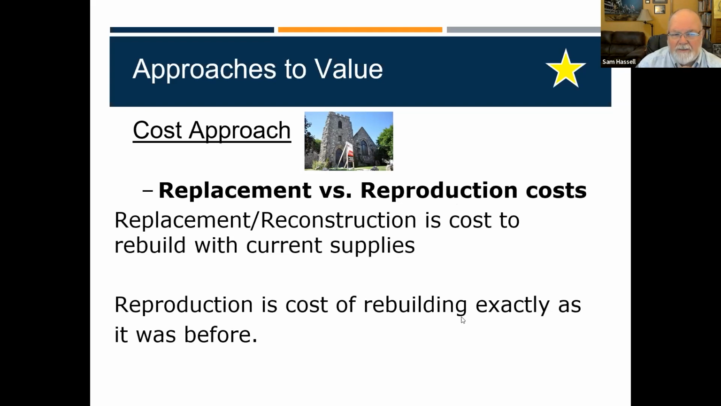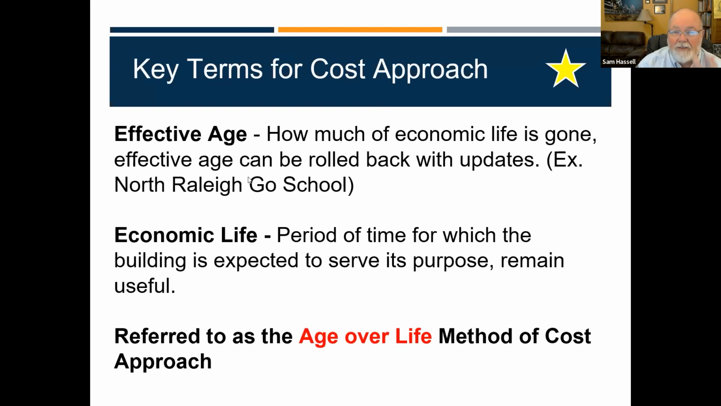Reproduction is the cost of rebuilding exactly as it was before, and replacement reconstruction is the cost of rebuilding with current supplies. It's just easier to do and less expensive, right? Now, I just told you about effective age and economic life. So how much economic life is gone at the effective age? The effective age can be rolled back with updates.